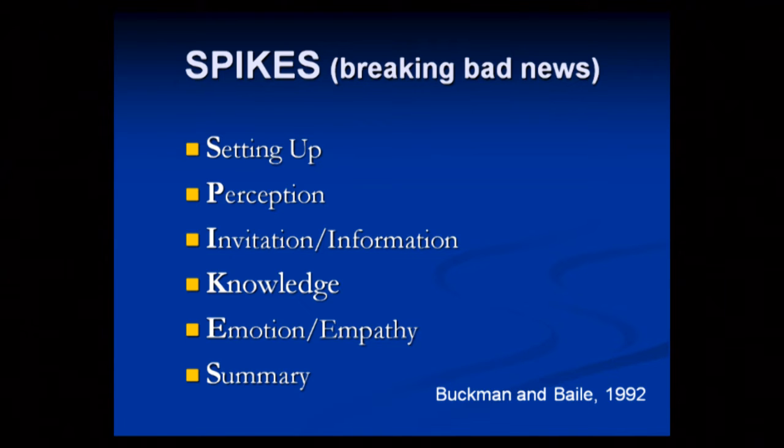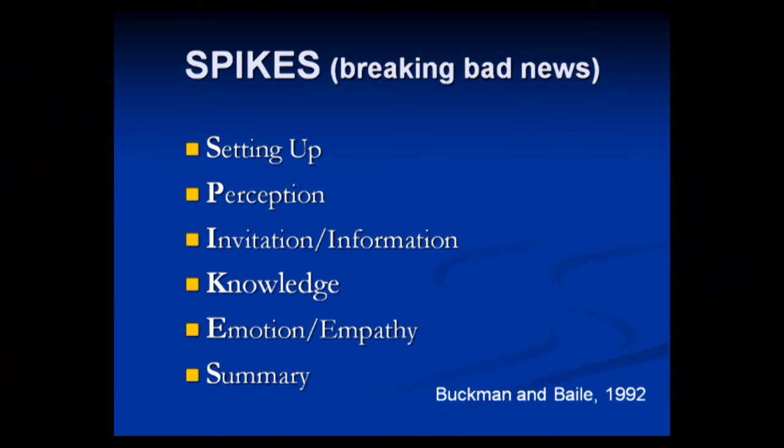The next step, I, invitation, information, this is essentially asking the patient, what do you want to know? How would you like to receive the information? And some patients don't want to know much, but give us permission to talk to their family. Some patients want to know details, and some patients are more big picture patients. They want to know the big picture, but not details. This is a very important piece of information to know before you break the bad news so you know how to deliver it most effectively.